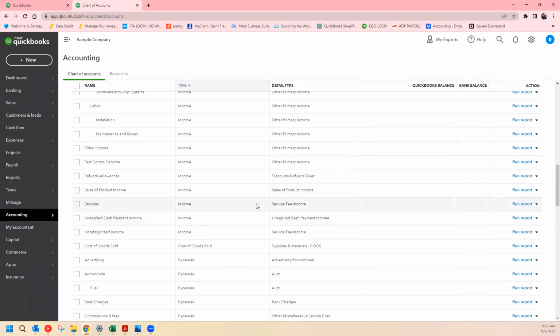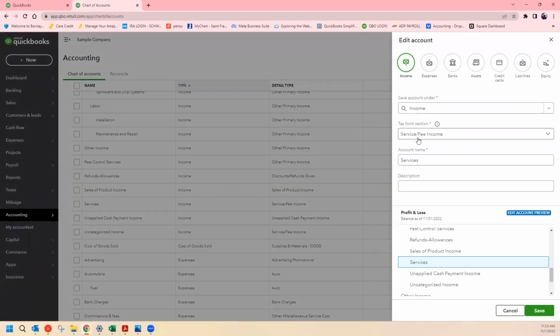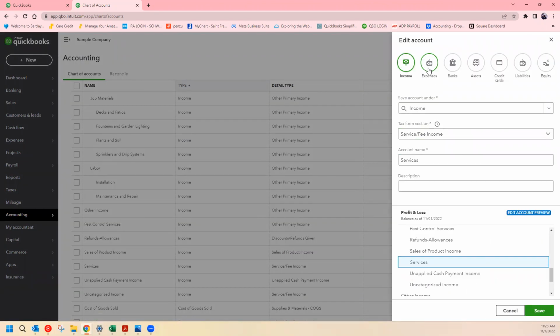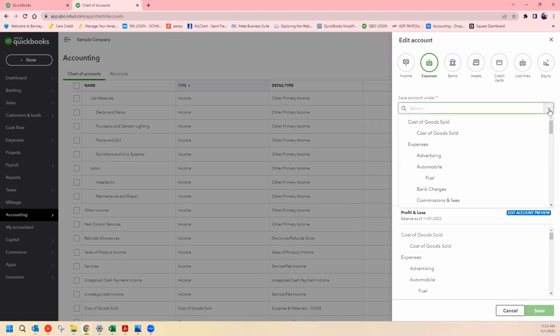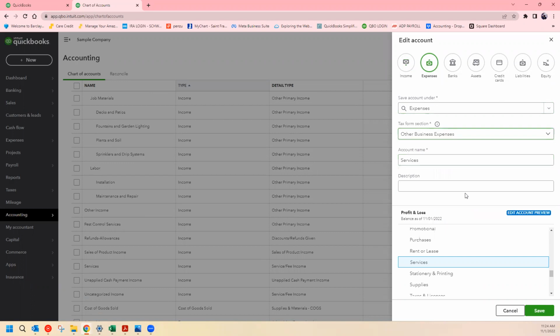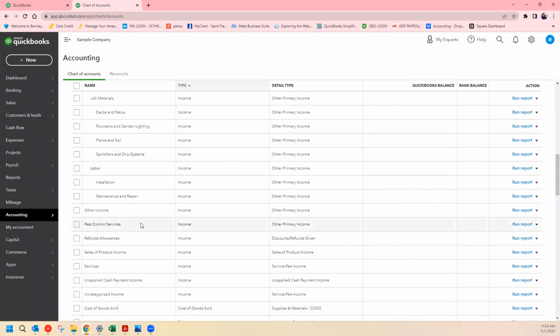So say you want to make a change to an account, go to this down arrow, click edit. Let's do a better example. Just say you have this services, and say it was service expense and you accidentally put it as income. Just go to edit, change to expenses. It's going to ask you to save the account under. You're going to want to save it to expenses. And then you say this is a service charge, so we'll just say other general expense. And then you save it. And that would change that from an income account to an expense account. You want to make sure that your expenses are expenses and your income is income.